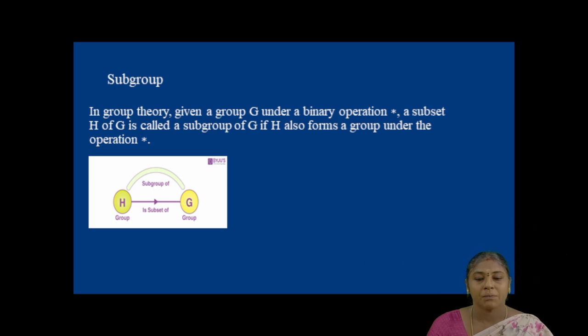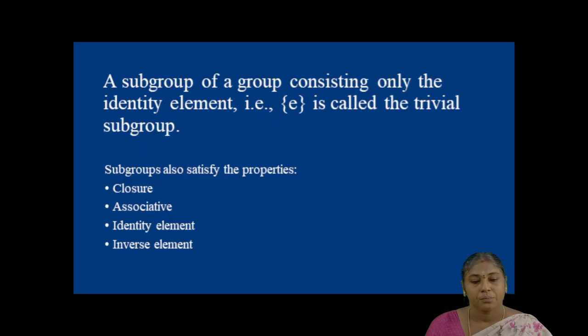So, in group theory, given a group G under a binary operation star, a subset H of G is called a subgroup of G if H also forms a group under the binary operation star. A subgroup of a group consisting only of the identity element, the singleton {e}, is called the trivial subgroup of G.